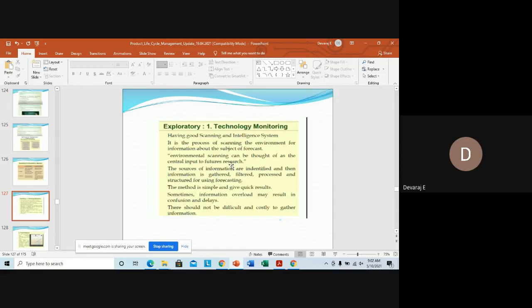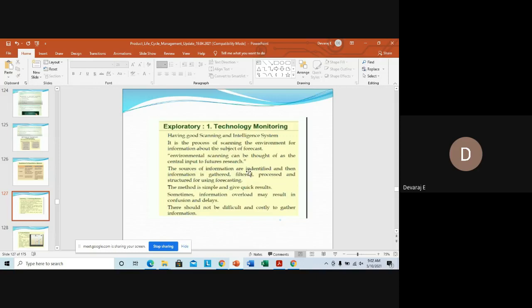So always you should know the final thing is the product. Once the customers are satisfied, the product growth will be high. It means the company will get more profit or more revenue. The sources of information are identified, and then information is gathered, filtered, processed, and structured for use in forecasting. I think everyone got the detail here.